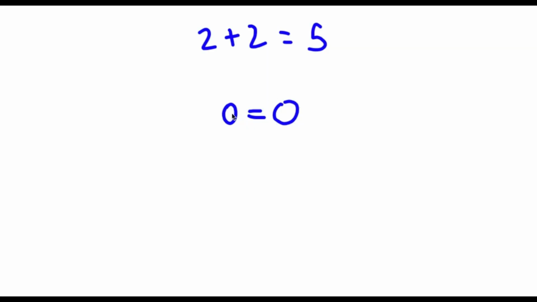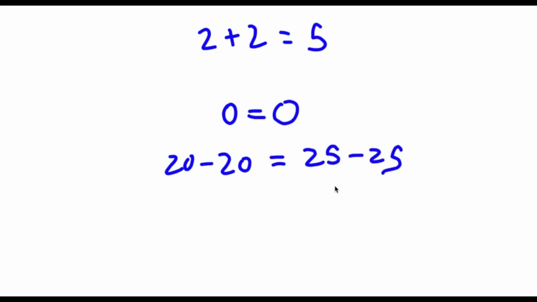So on my left-hand side here, I'm going to rewrite 0 as 20 minus 20. And 20 minus 20 is 0. So this is right. I'm not doing anything that is illegal here. And for my right-hand side, I'm going to rewrite 0 as 25 minus 25, which is also equal to 0. So I'm not going out of the rules or anything.